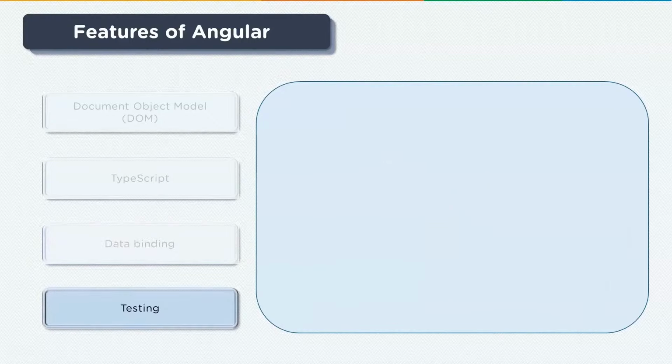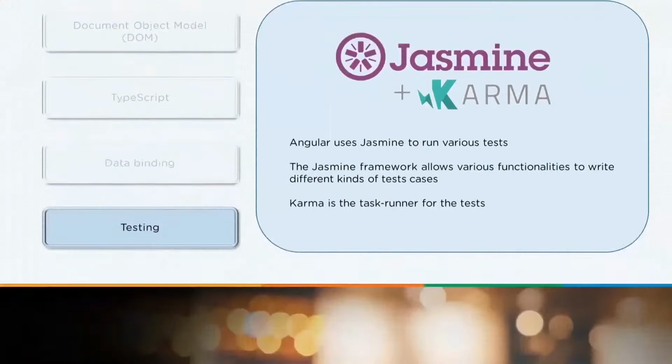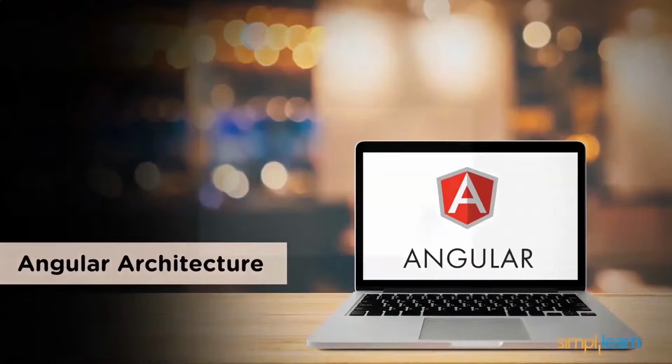The last feature we're discussing is testing. Angular uses Jasmine to run its various tests. The Jasmine framework allows various functionalities to write different kinds of test cases. Karma is a task runner for the tests that uses a configuration file to set the startup, reporters, and testing framework. So with that, we've covered the features of Angular. So let's go ahead and understand the architecture of Angular.